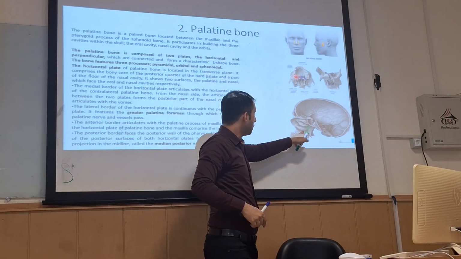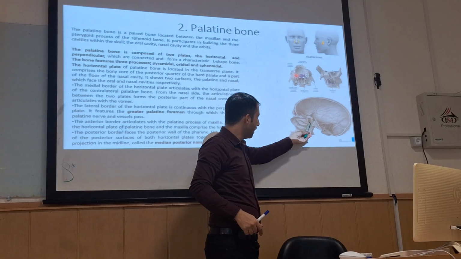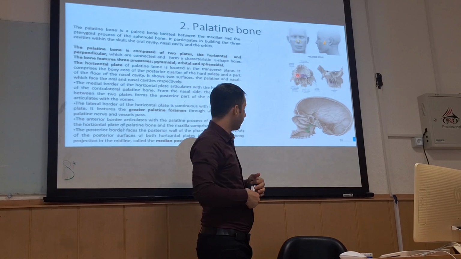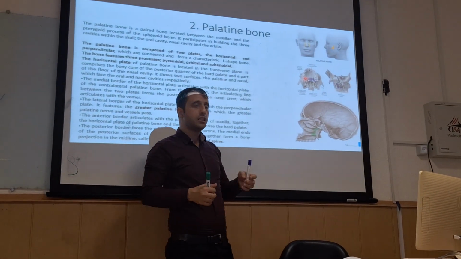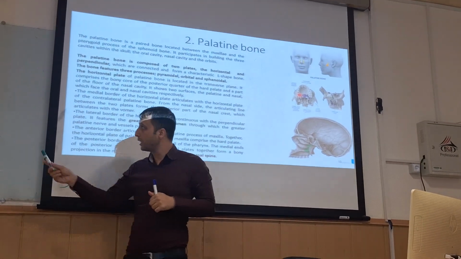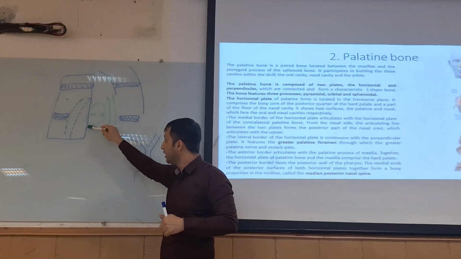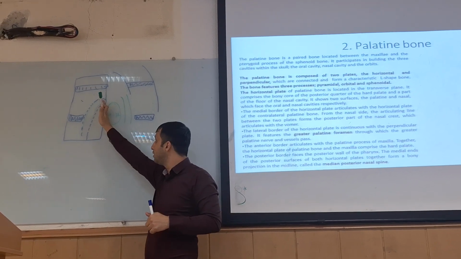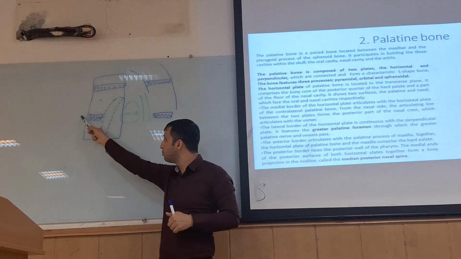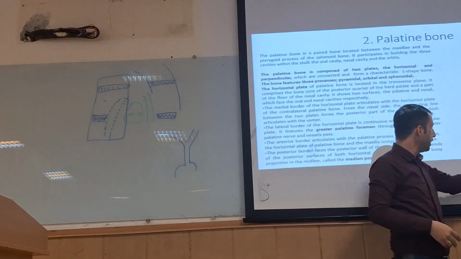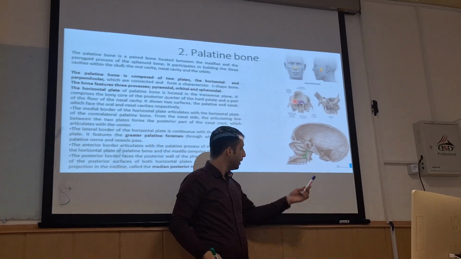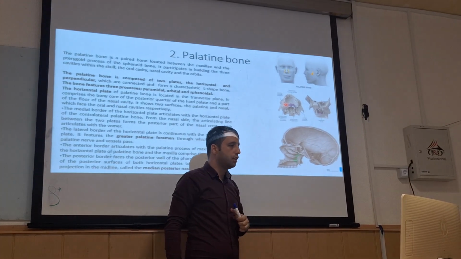Also at this view, you can see that the perpendicular plate makes some part of the lateral wall of the nasal cavity. The perpendicular plate anteriorly covers the maxillary hiatus. Yes, look at here. It was the maxillary hiatus. It was the perpendicular plate. The anterior border of the perpendicular plate covers the maxillary hiatus. The posterior border of the perpendicular plate connects to the medial plate of the pterygoid process. Okay? It is the medial plate of the pterygoid process.